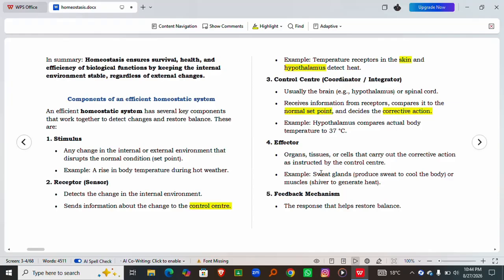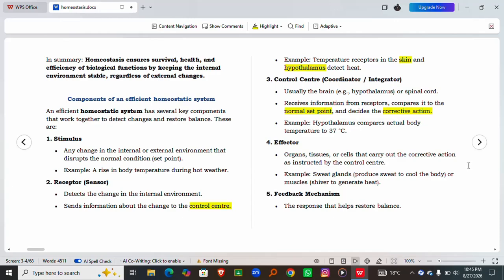So lastly, we have the feedback mechanism. The feedback mechanism is the response that helps to restore the balance. For example, I've talked about sweating. Sweating will help to lower the temperature.